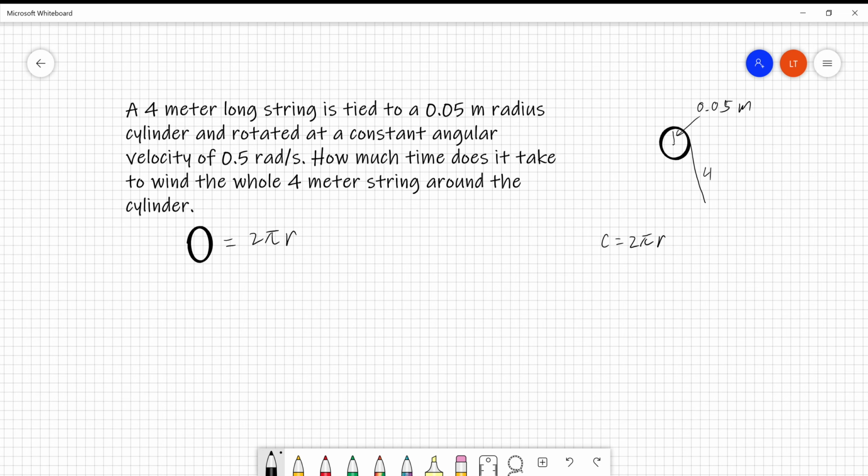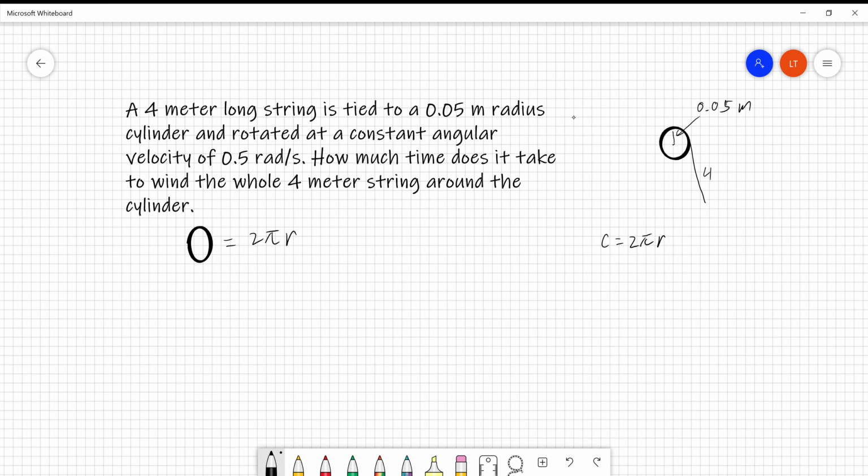So for this question, it says a 4-meter long string is tied to a 0.05 meter radius cylinder and is rotated at a constant angular velocity of 0.5 radians per second. How much time does it take to wind the whole 4-meter string around the cylinder?